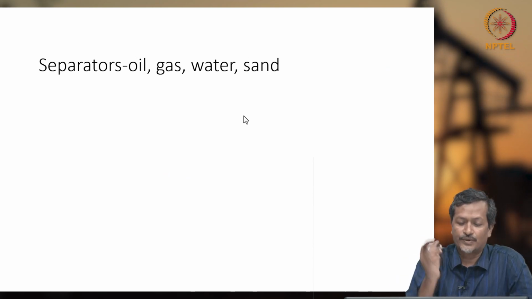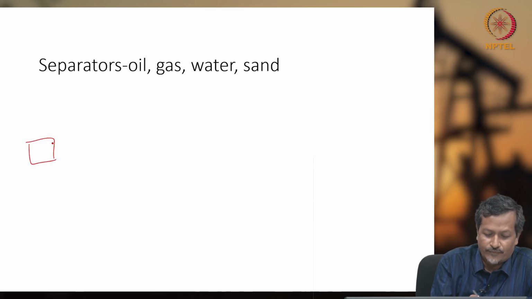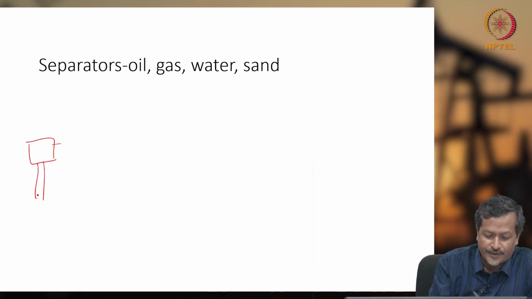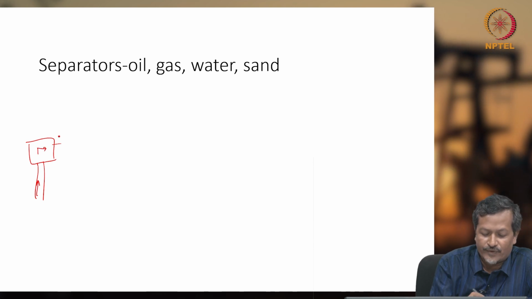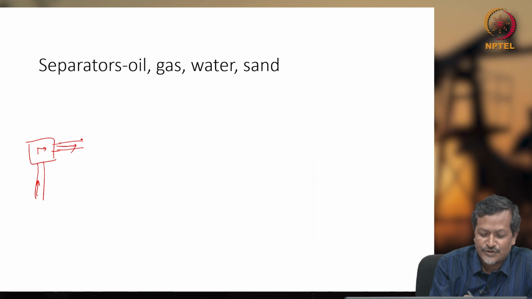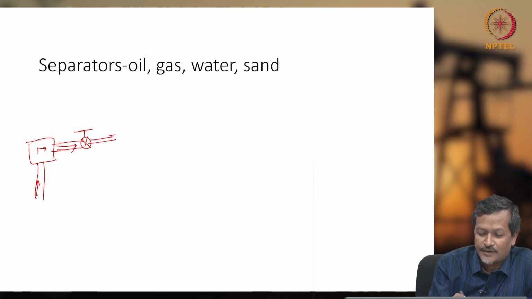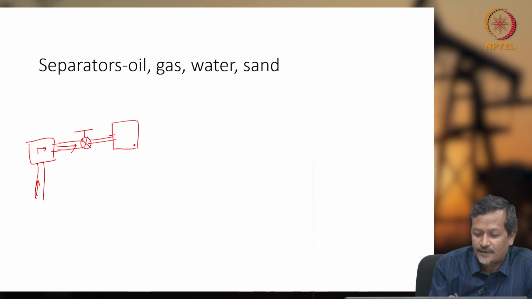Separators: oil, gas, water. You have seen the wellhead. Again, I will draw from the wellhead. This is the wellbore. Wellbore fluid is coming, and from the wellhead or Christmas tree, you are getting this fluid. And first, you are facing a choke. A choke valve will be there. From the choke valve, you have one separator.